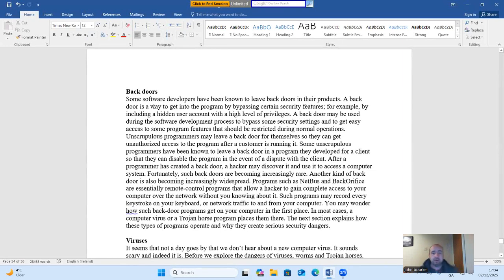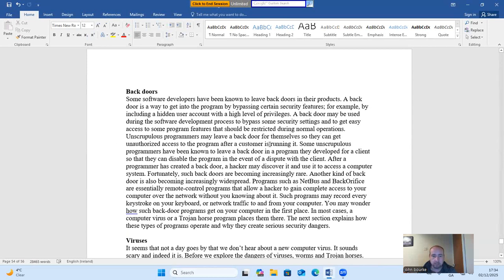Backdoors. Some software developers have been known to leave backdoors in their products. A backdoor is a way to get into a program, bypassing certain security features, for example, by including a hidden user account with a high level of privilege. A backdoor may be used during the software development process to bypass some security settings and to get easy access to some program features that should be restricted during normal operations.